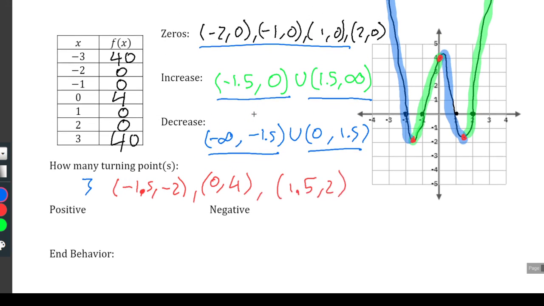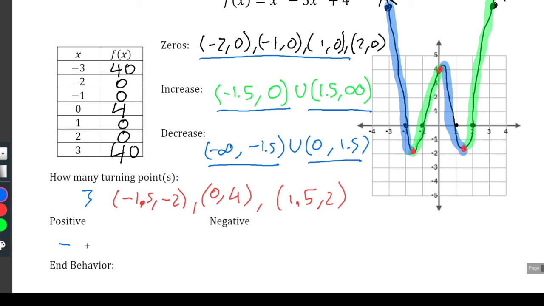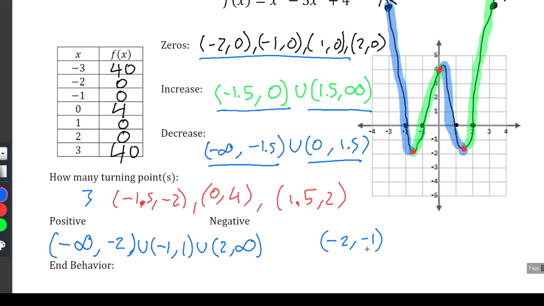So when is the graph positive? The graph is positive from negative infinity to negative 2. And it is positive from negative 1 all the way to positive 1. And then we need to combine it again so that we have from 2 to infinity. When is the graph negative? The graph is negative from negative 2 to negative 1, and from positive 1 to 2.